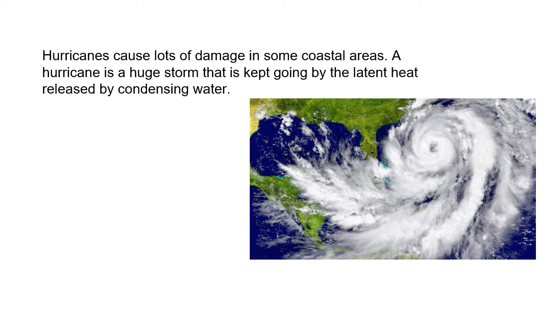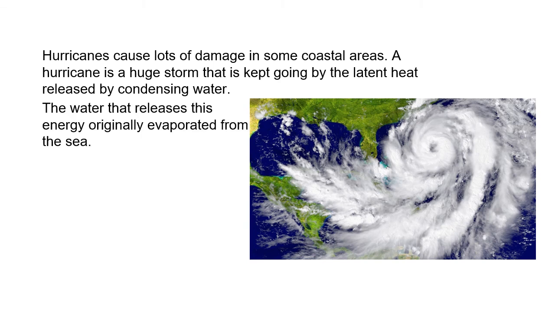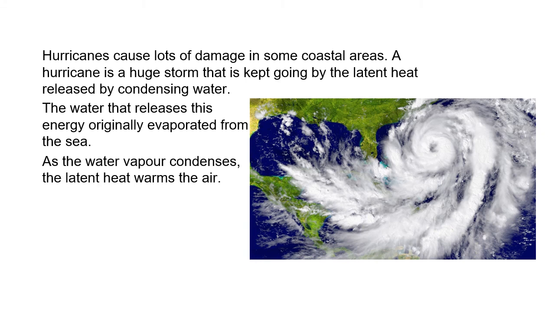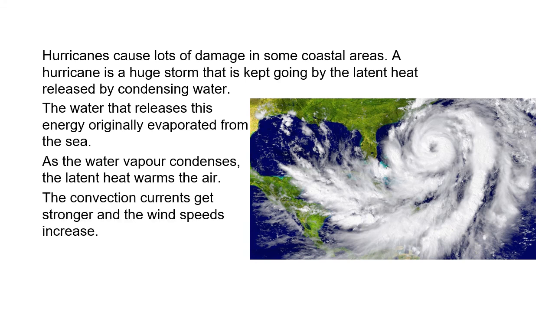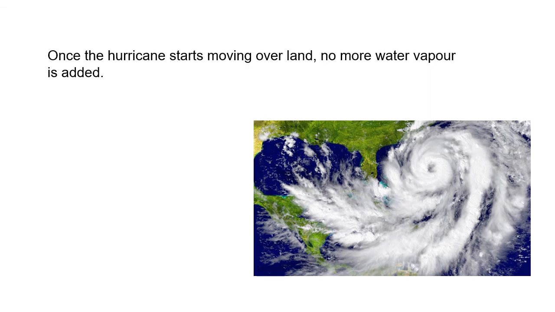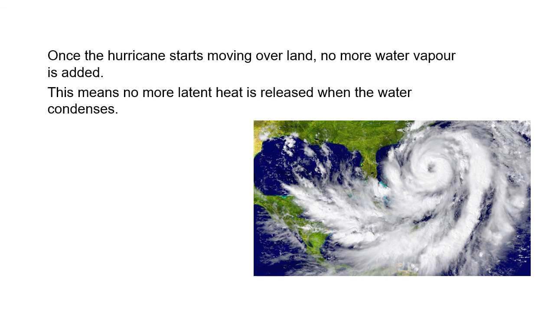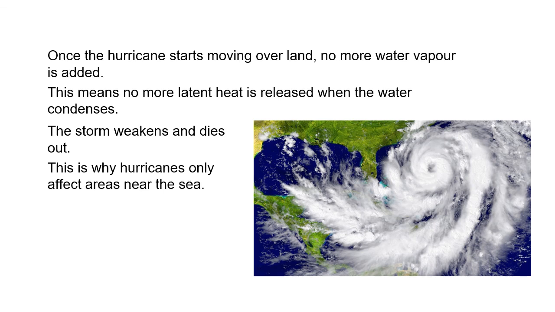Hurricanes cause lots of damage in some areas. A hurricane is a huge storm that's kept going by latent heat released by condensing water. The water that releases this energy originally evaporated from the sea. As the water vapor condenses, the latent heat warms the air, the convection currents get stronger and the wind speeds increase. Once the hurricane starts moving over land, no more water vapor is added. This means no more latent heat is released when the water condenses. The storm weakens and dies out. This is why hurricanes only affect areas near to the sea.